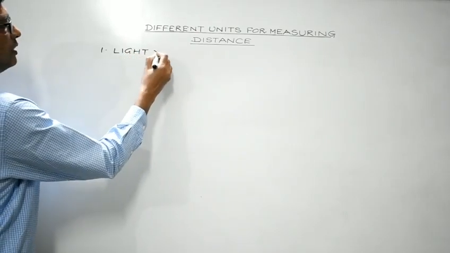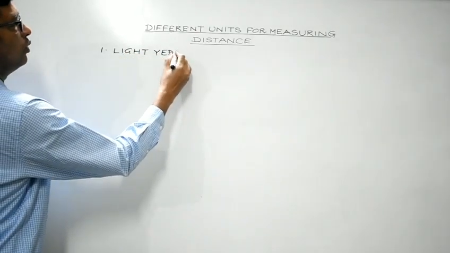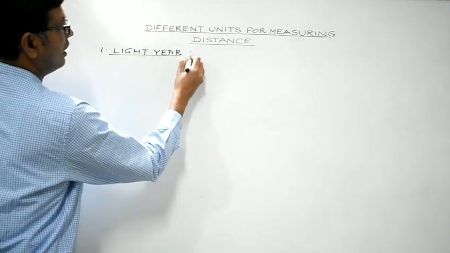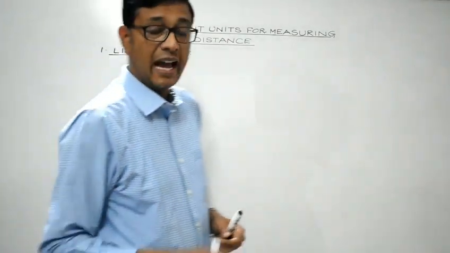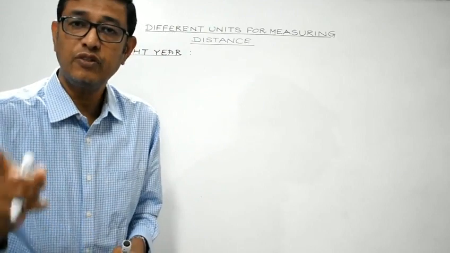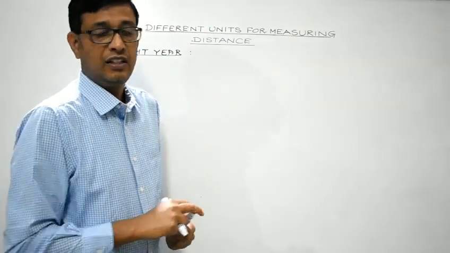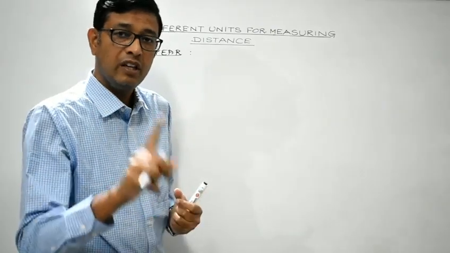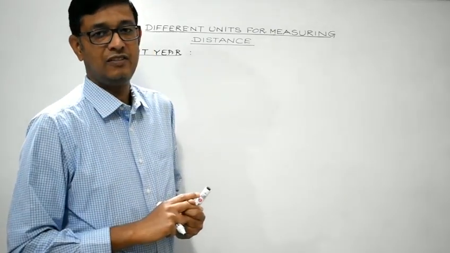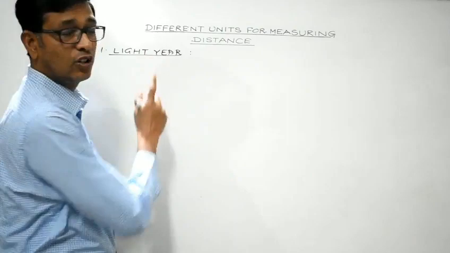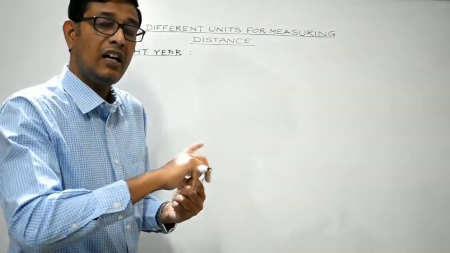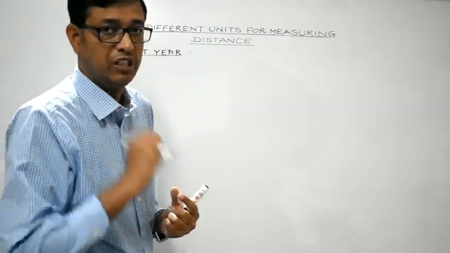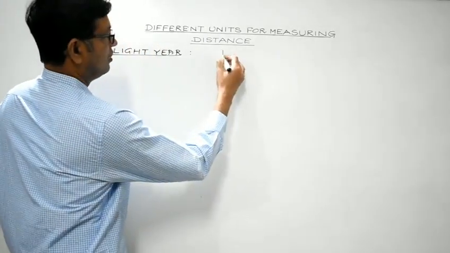In the first appearance, it might appear to you as if it is the unit of time, but actually light year is the unit of distance. It is the distance covered by light in air or vacuum in one complete year. So let's try to find out the relationship between light year and the SI unit of distance, which is meter.